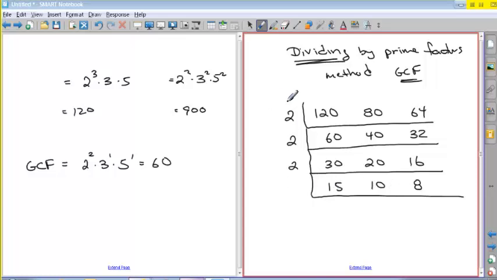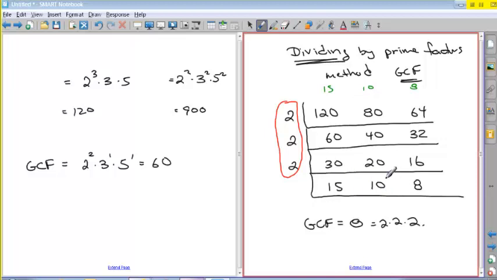And all you do is you take whatever's on the left of this. And so I get that the greatest common factor is equal to 8, which is 2 times 2 times 2. And again, you can always go back and check by dividing each one of these by this number. So you take 120 divided by 8, you would get 15. 80 divided by 8 is 10, and 64 divided by 8 is 8.